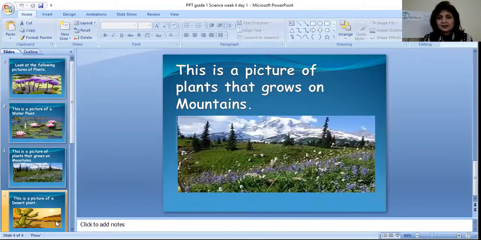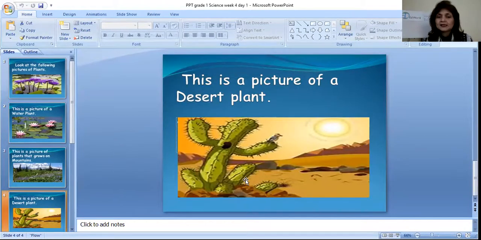All right, now there is one plant. This is a picture of a plant that grows in the desert, right? So desert is the third area where plants grow. Now, what is the name of this plant? I'm sure you all must know. It's a very popular plant. It's a cactus, and it grows in the desert. And you can see here there are needle-like structures. It has thorns.